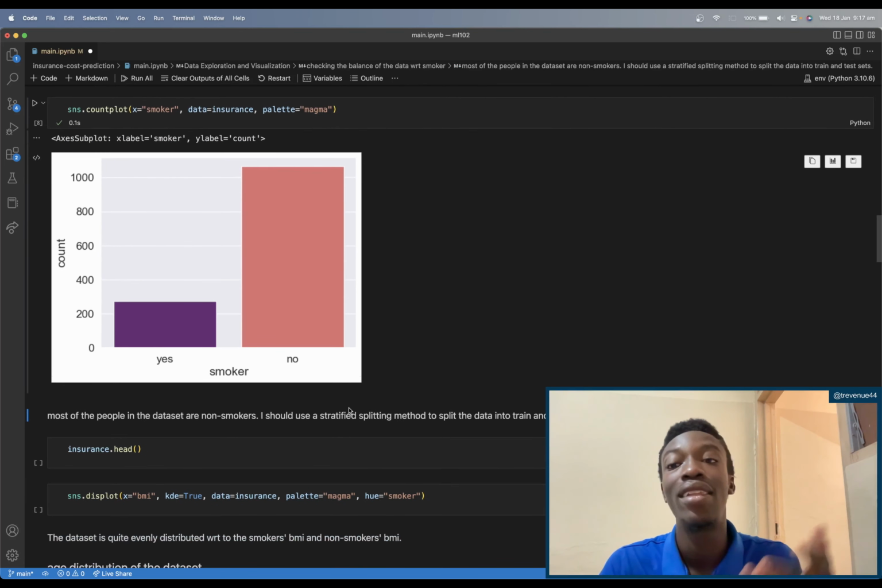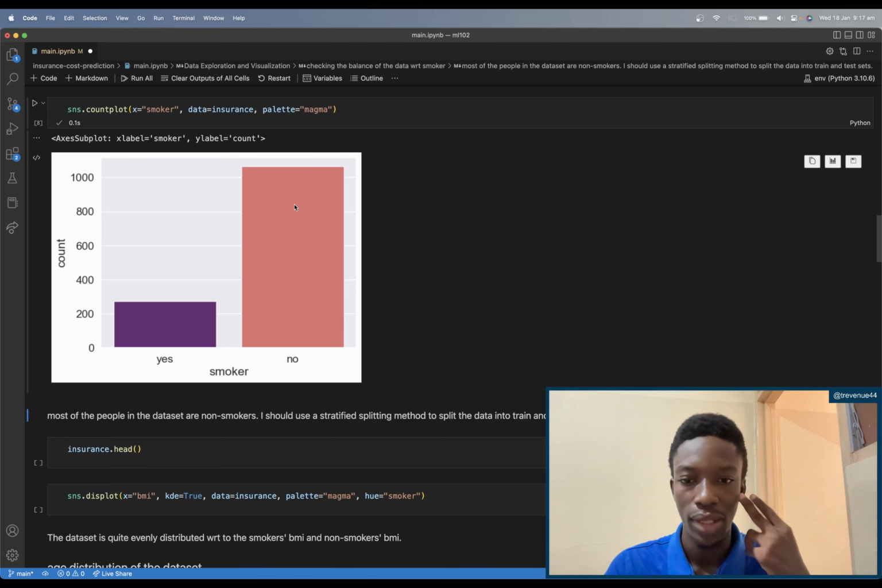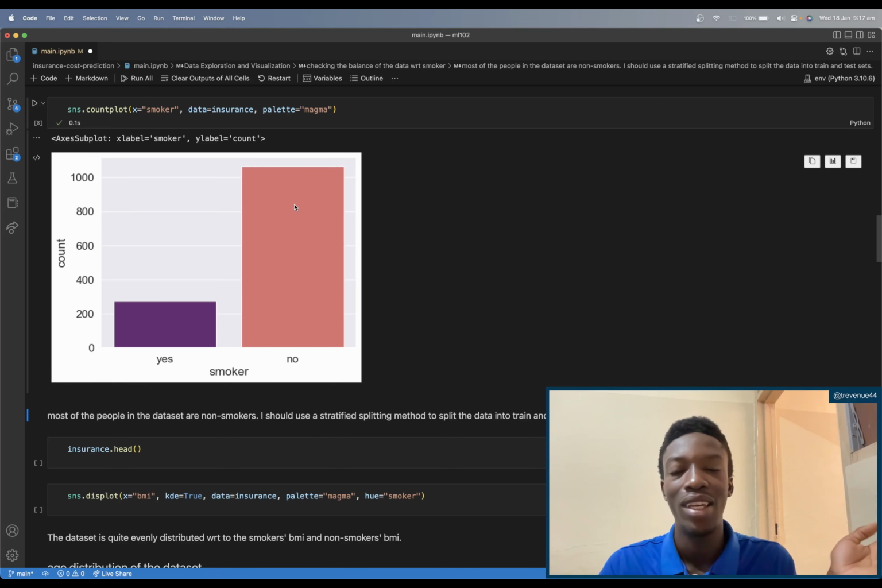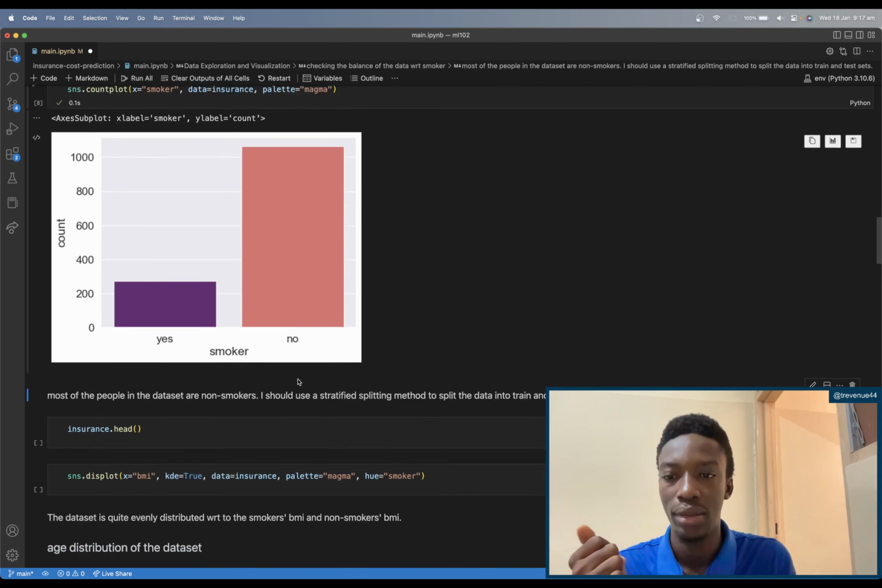And this way things got interesting to me, because I realized that fewer of the people were actually smokers and more of them were not smokers, which means that if I wanted to do my train test split, the thing that came into my mind was that I had to use stratified splitting, so that I won't just split randomly. I will split according to this ratio of smokers and non-smokers, so that the train and test data sets reflect this ratio. And I went ahead to do that.